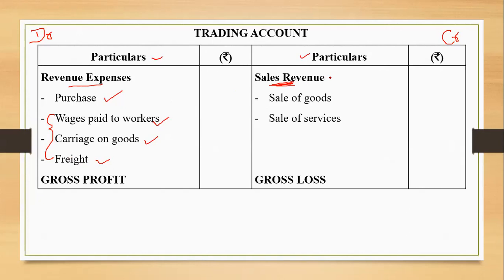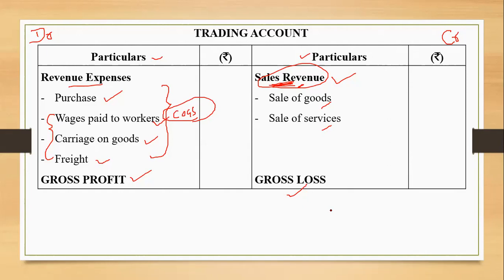Once you record the sales on the credit side, and we have all the contents of COGS, the cost of goods sold, on the debit side, if the revenue exceeds the cost of goods sold, it is going to be a gross profit. In the reverse case, if the cost of goods sold exceeds the sales revenue, it will be a gross loss. Sales revenue includes sale of goods and sale of services. So this is the format of the trading account. We'll learn in detail in chapters 17 and 18. This was just shown to make you understand the concept of the trading account and gross profit and gross loss.